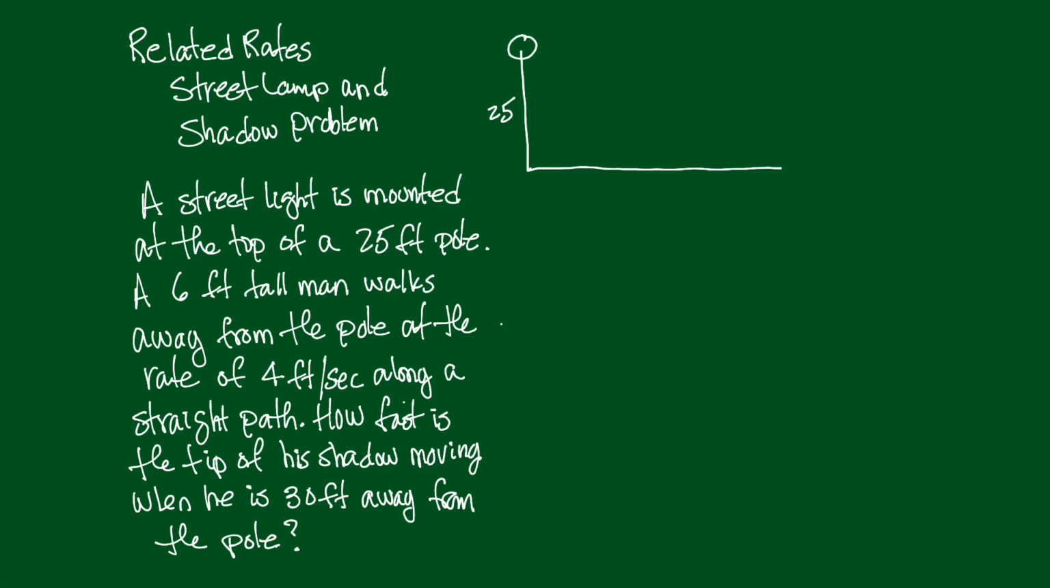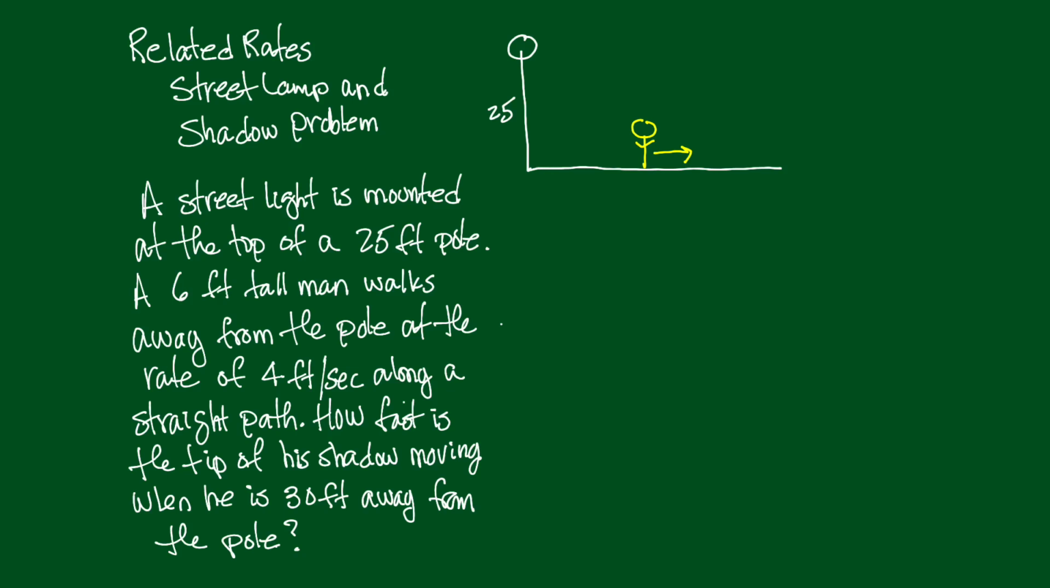Now, what happens here? We've got a 6-foot tall man who walks away from the pole. All right, so there's a 6-foot man walking away from the pole. So maybe this is the man here. All right, here's the man here. And he's walking away from the pole at what? What do we know here? He walks away from the pole at 4 feet per second.